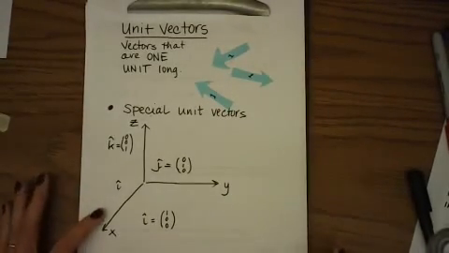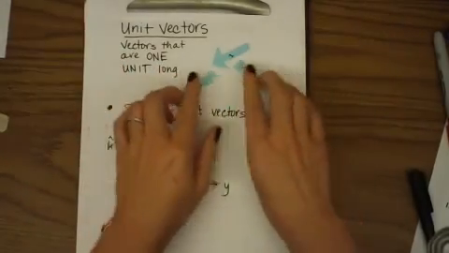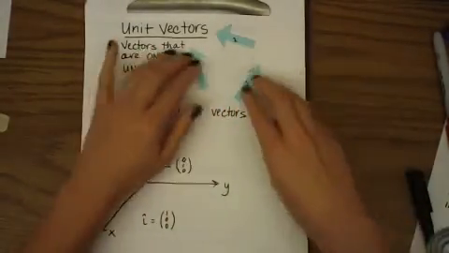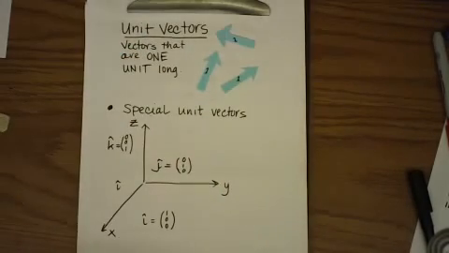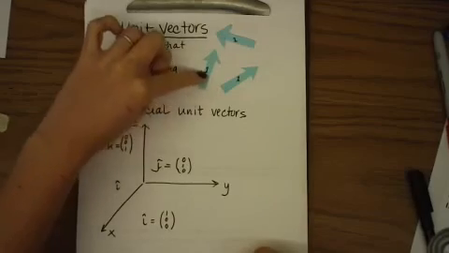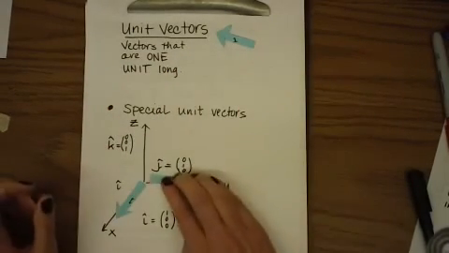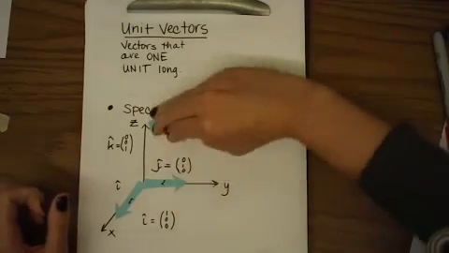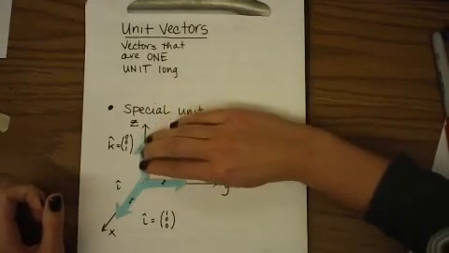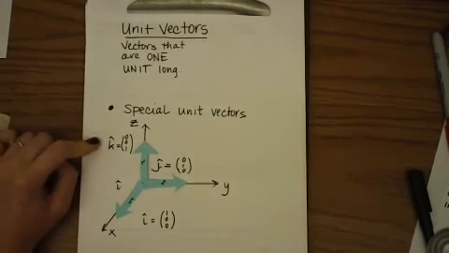Unit vectors are vectors that are 1 unit long. These little vectors that all have a magnitude of 1 are all unit vectors. There are 3 extra special unit vectors that point in the directions of the positive x-axis, the positive y-axis, and the positive z-axis. And these 3 vectors are named i, j, and k.